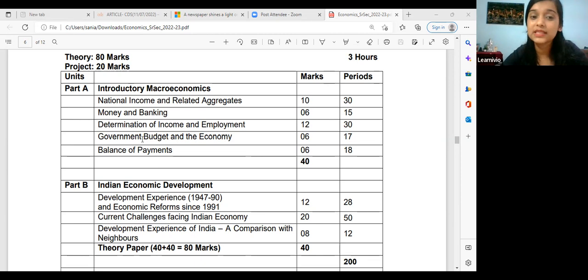Okay. Next is government budget and the economy. It is same like the money and banking. Like few portion is numerical, theory, and the concept. So that's why 6 marks. Here also you don't need any diagrammatic approach.